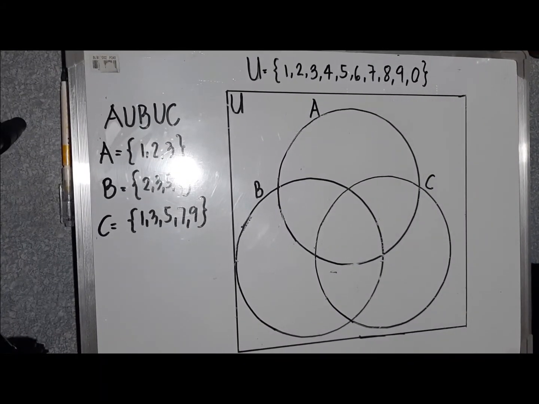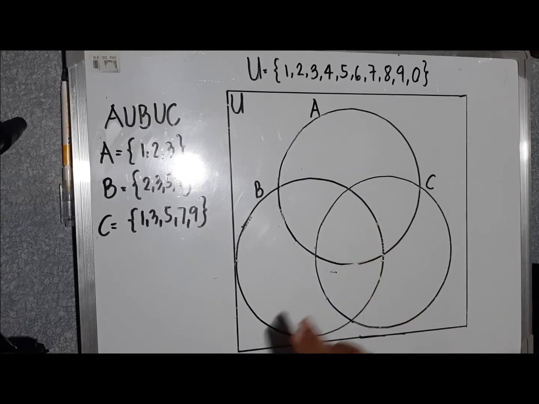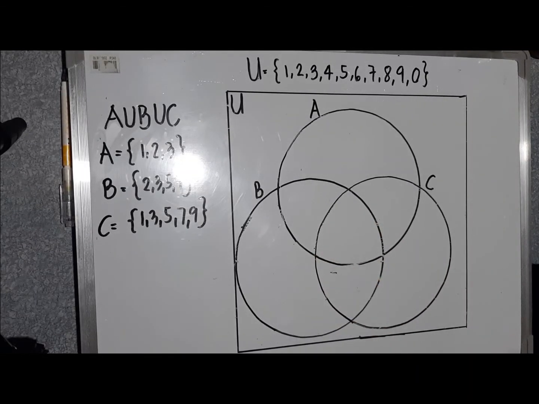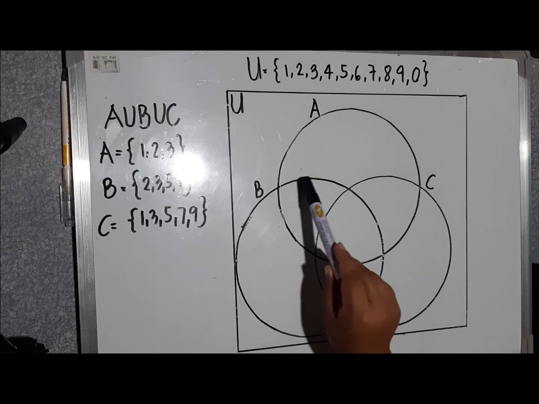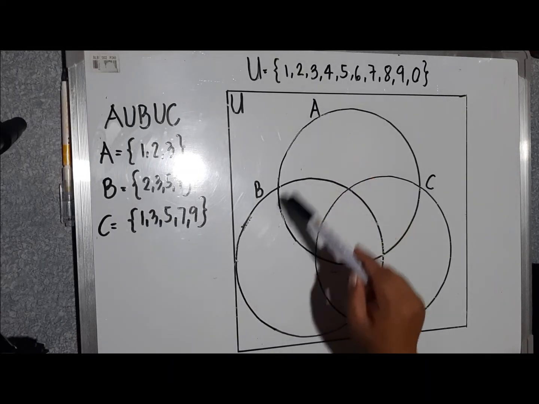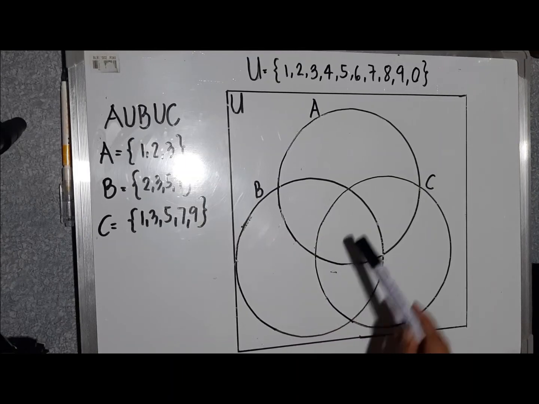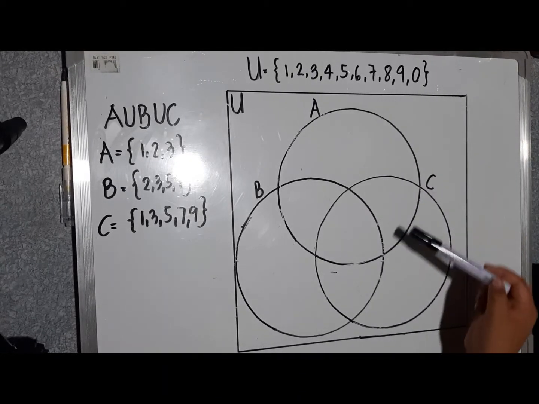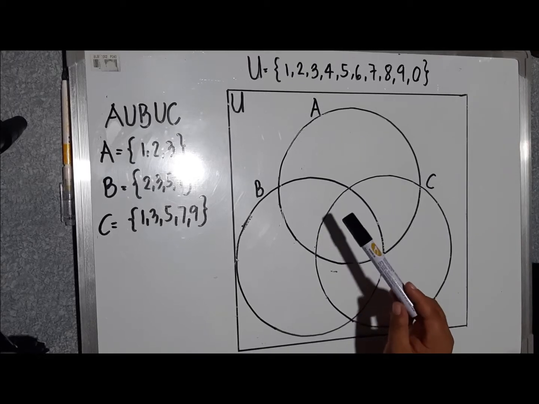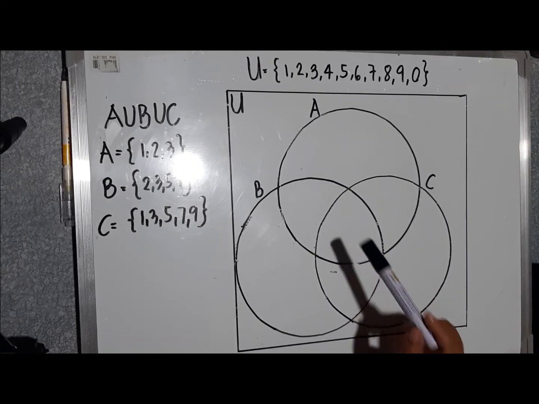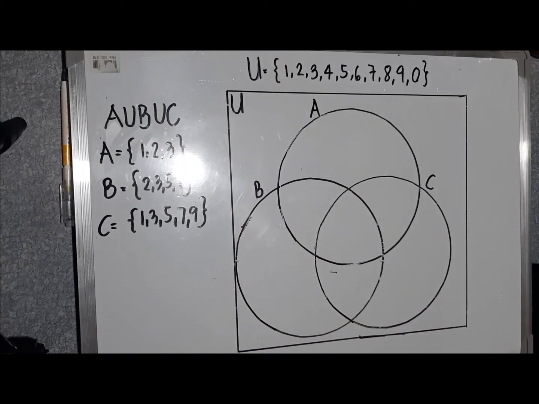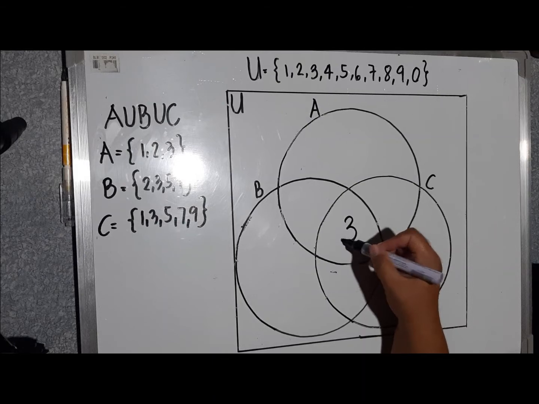First, notice this portion is the overlapping portion of A, B, and C. This area is the overlapping portion between A and B. This portion is B and C. And this portion as well is A and C. Now, first, what we will do is identify the element common to A, B, and C. Looking at our elements, we have one element common to A, B, and C, which is 3. We write 3 here in the center.